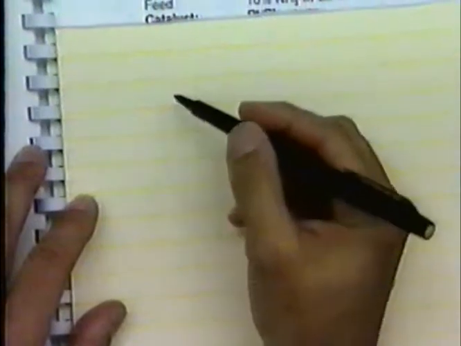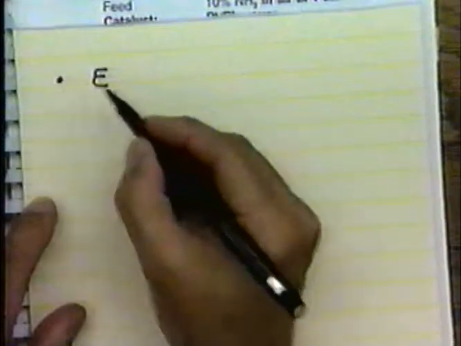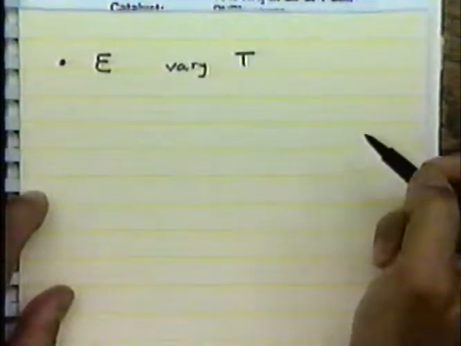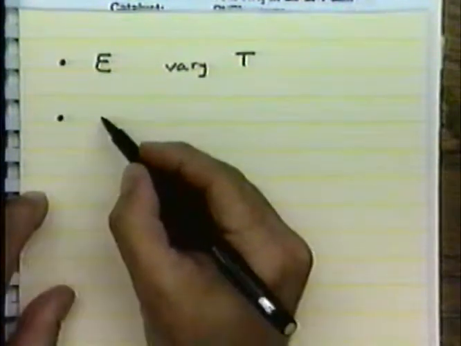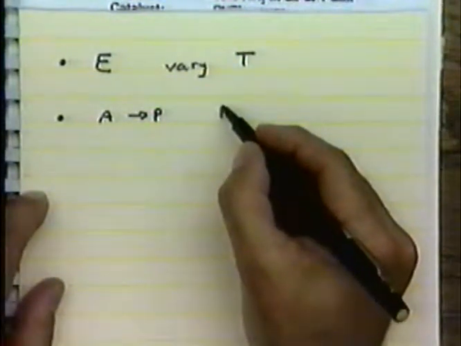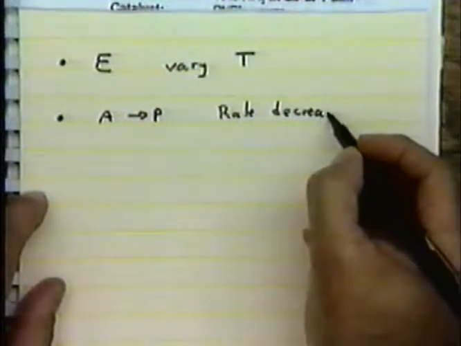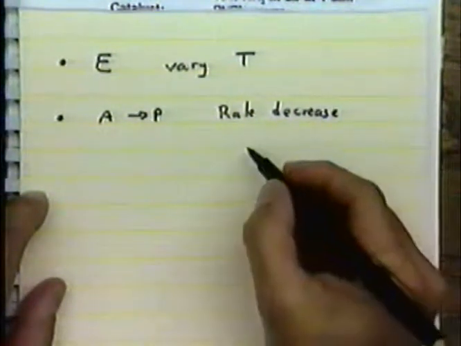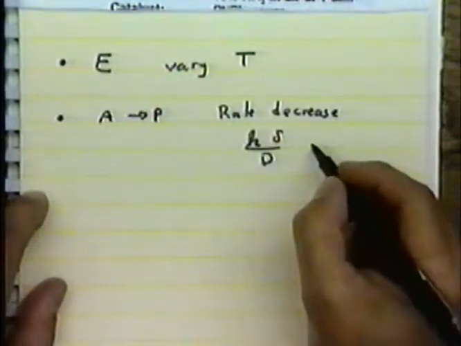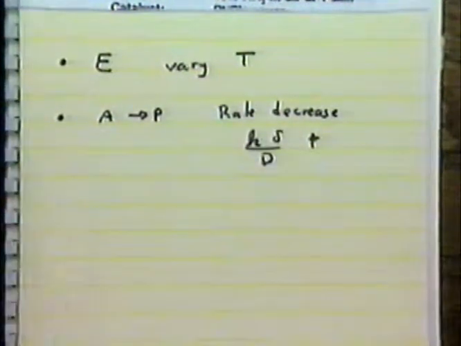When we have external resistances, the activation energy will vary with temperature. In the case of a reaction A goes to P, we will see that the rates decrease. The rate decreases as K delta over D increases. So when this factor increases, the rate will decrease.